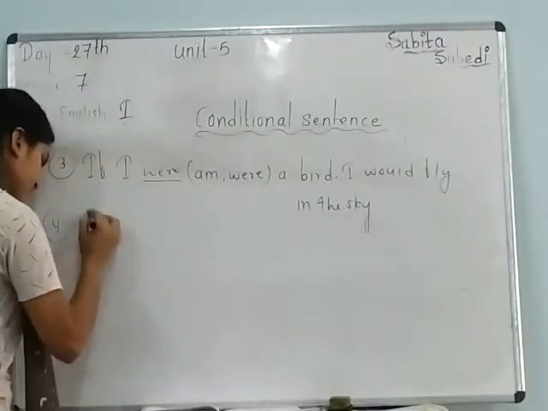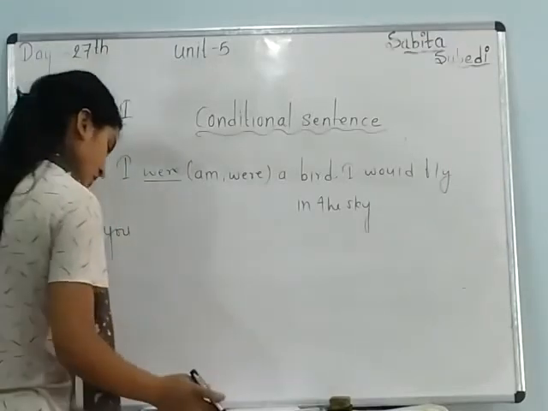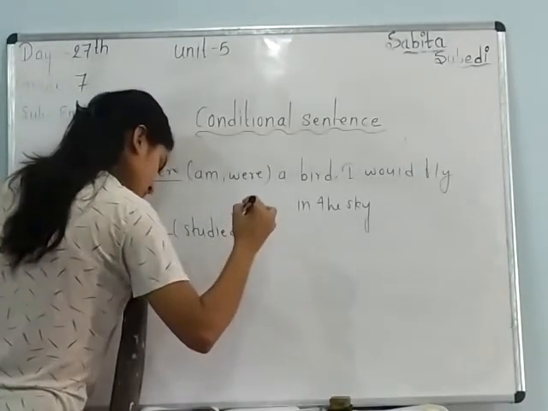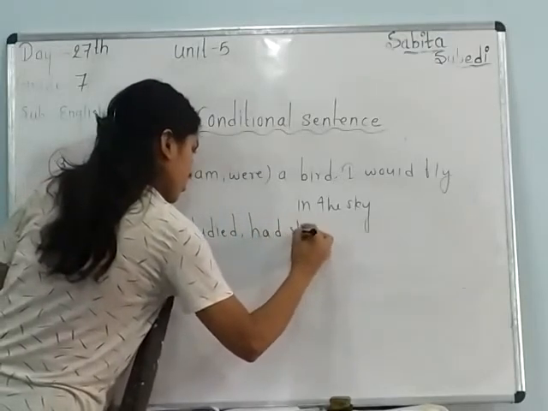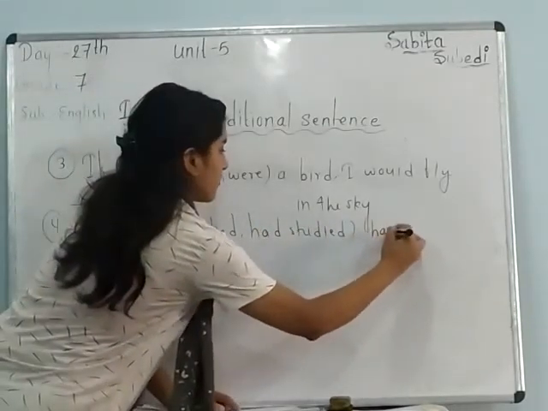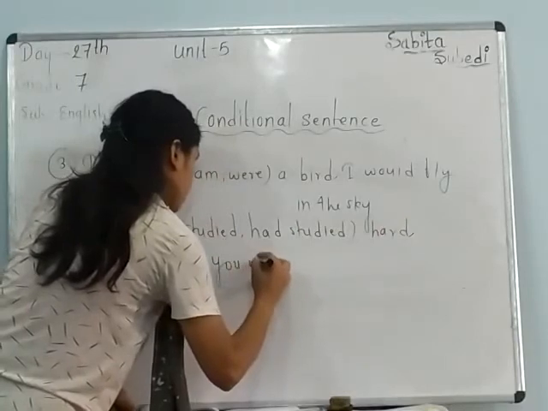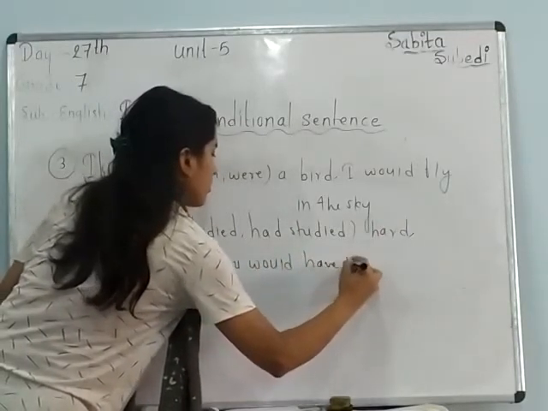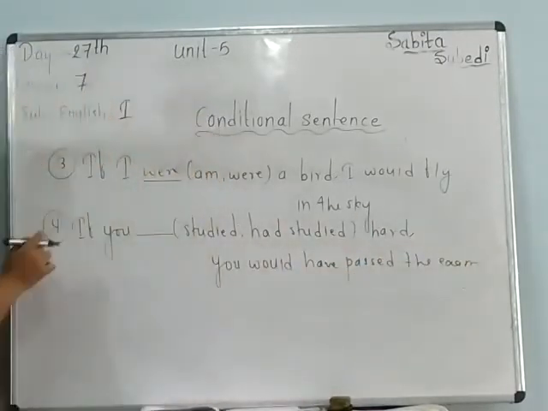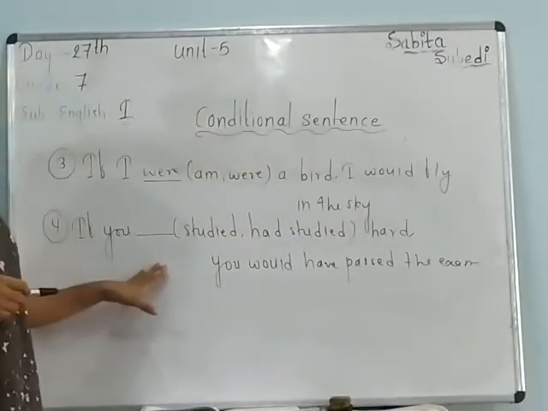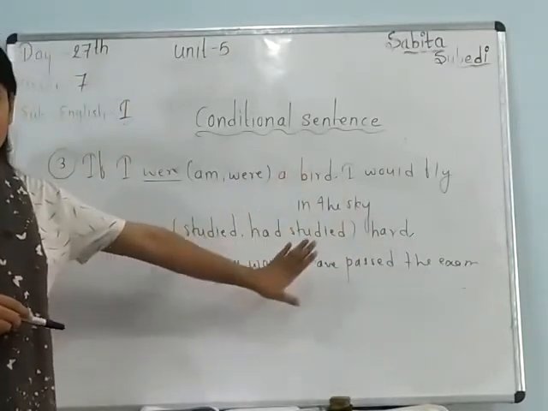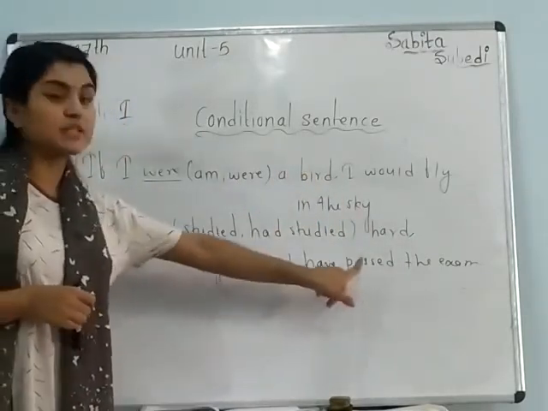If you had studied hard, you would have passed the exam. Just before, we have talked about this number 4. You are asked the if part, see the main part. Would plus have plus verb 3. In which type is there? In conditional type 3. Would, have plus verb 3.